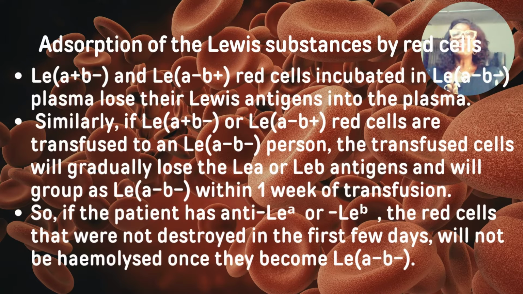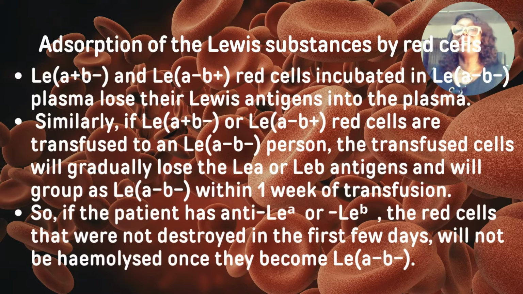So when you put red cells of Lewis A individuals in the plasma of a Lewis A minus, Lewis B minus individual, this red blood cell of the Lewis A individual will gradually lose its antigen into the plasma of the patient who is Lewis A minus or Lewis B minus.